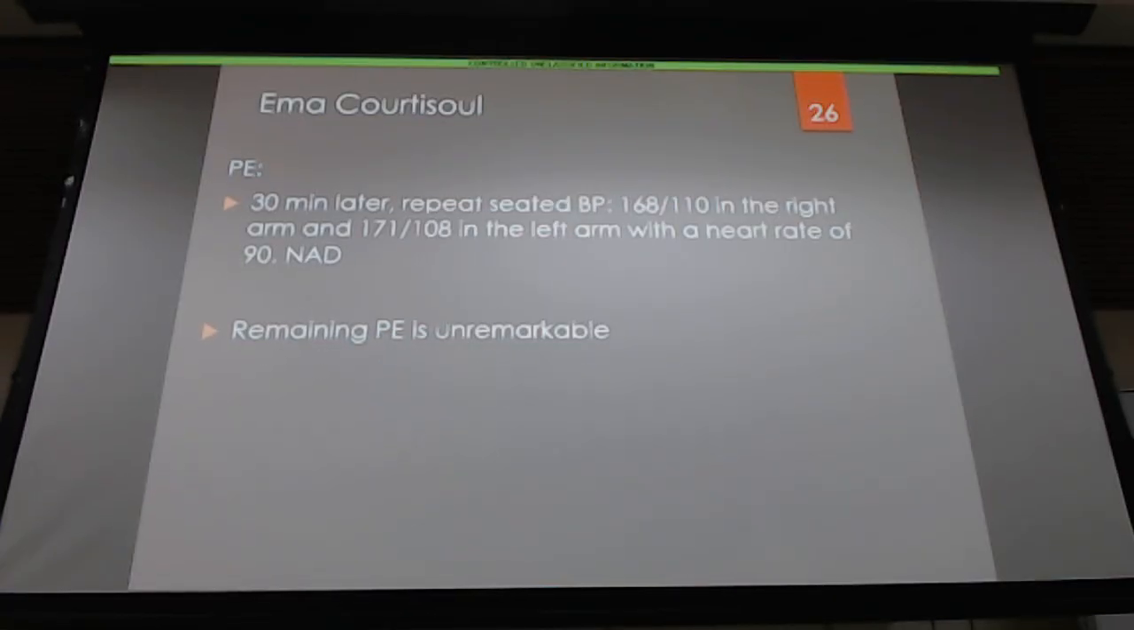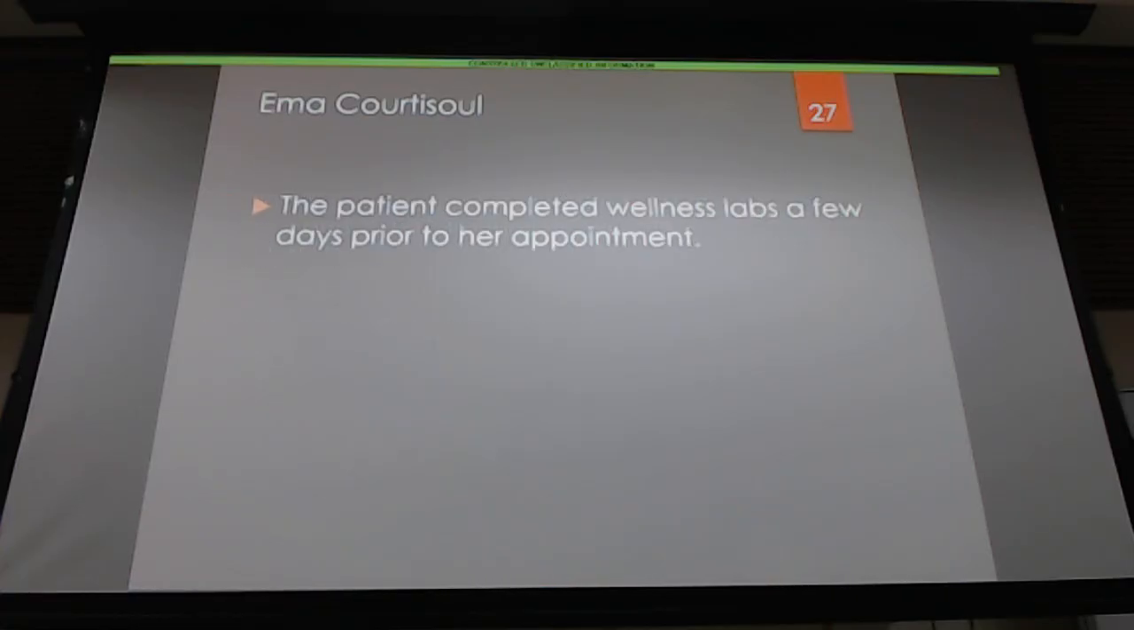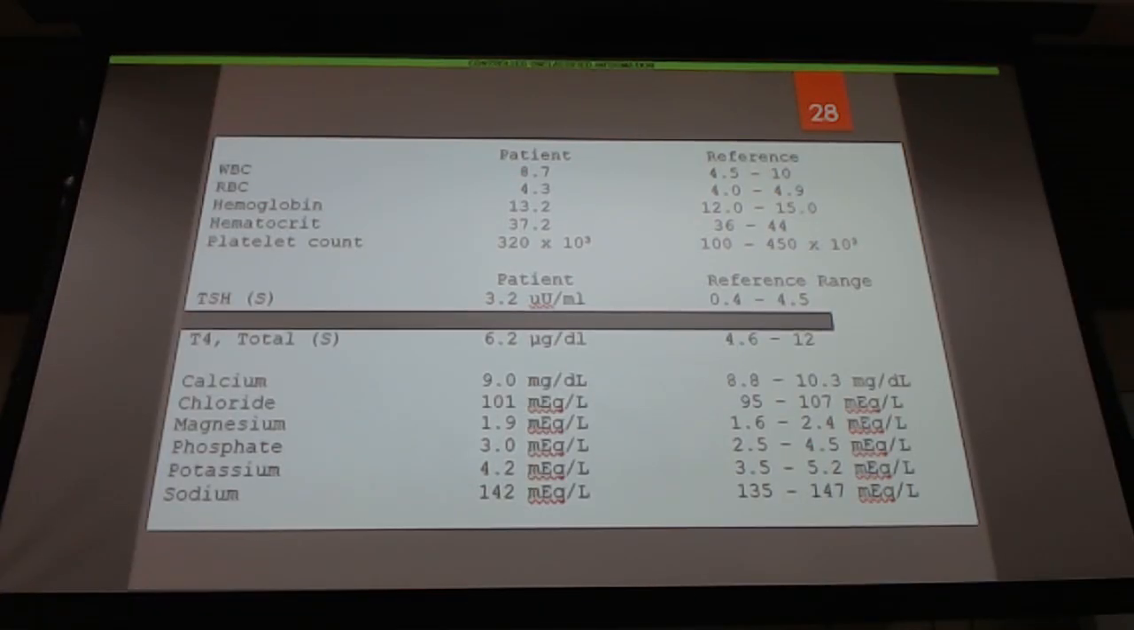We're going to do a physical exam. Good job. 30 minutes later, we repeat her blood pressure just in case it's still high. Remaining physical exam is unremarkable. And before coming in, she completed a few labs. So let's look at those together.